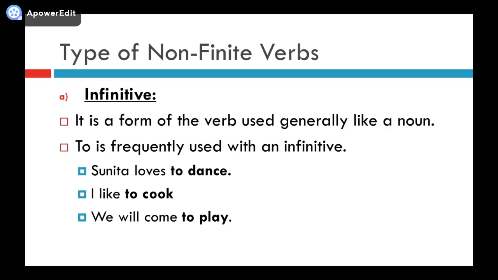I like to cook. Cook is a verb. Even dance is a verb. I'm sorry, dance is a verb. Cook is a verb. Play is a verb. But when you immediately put to cook, to play, it is changing its form because the main verb in these sentences is Sunita loves. Loves is your main verb. I like to cook. Like is my main verb.